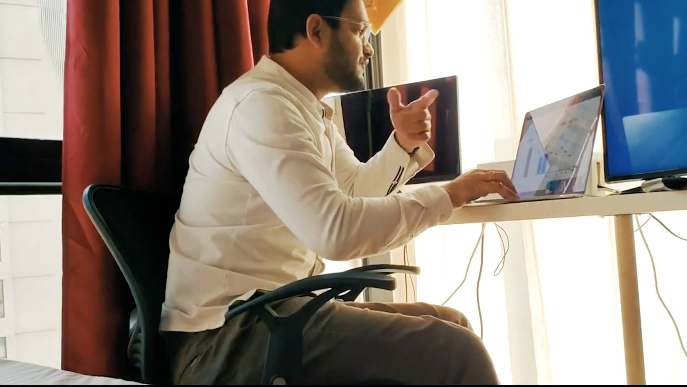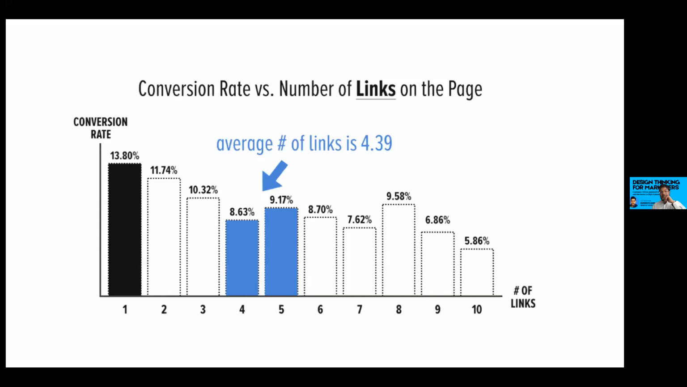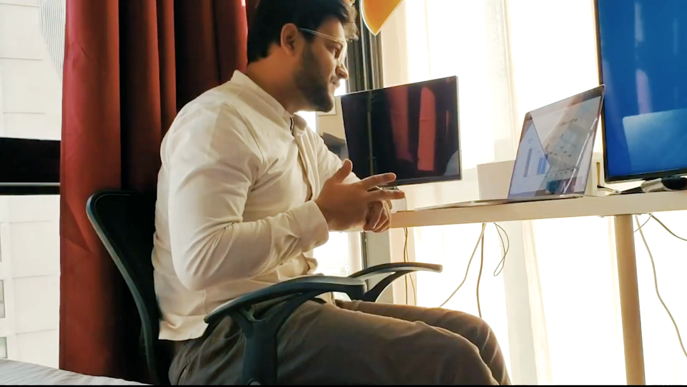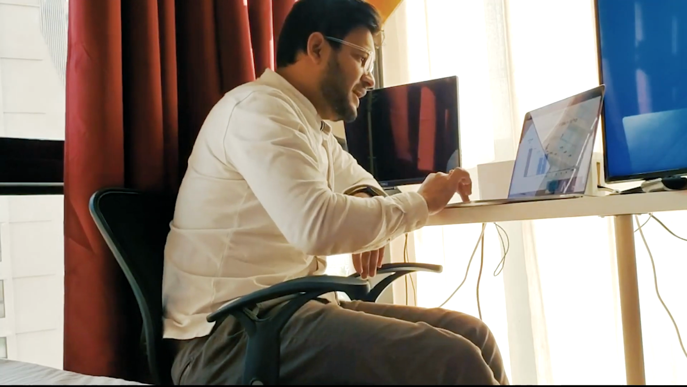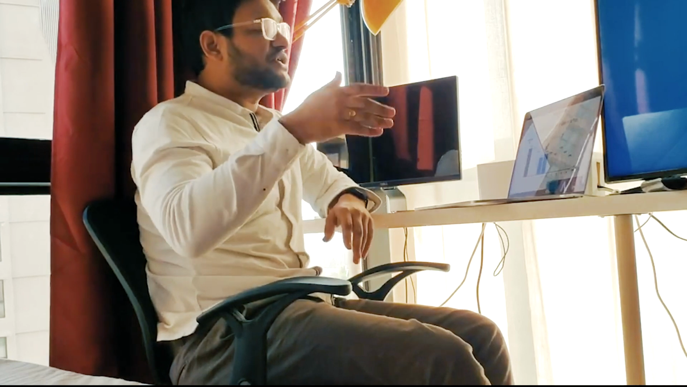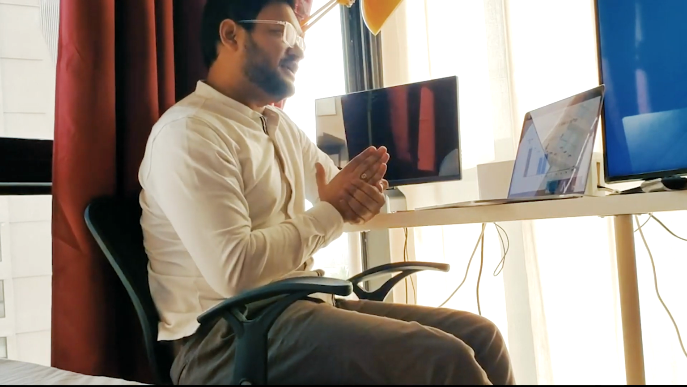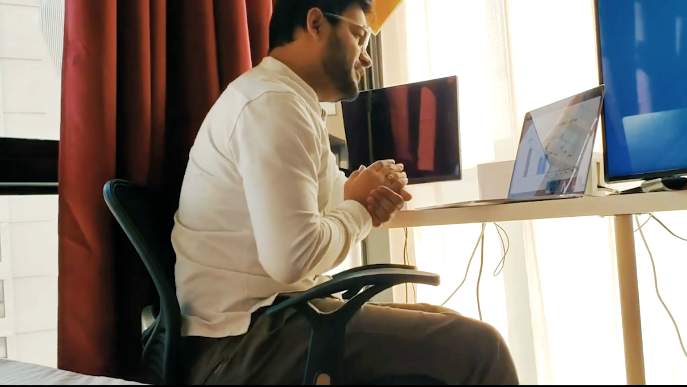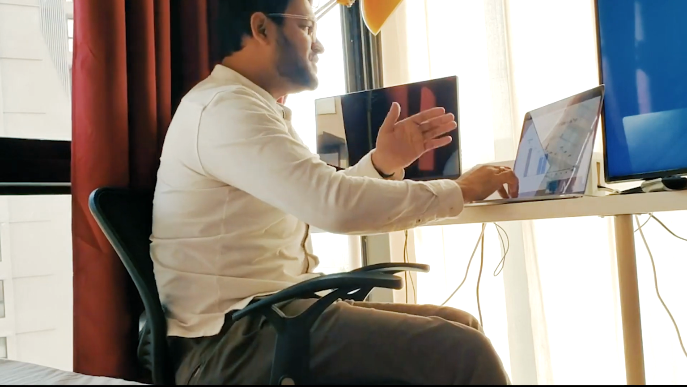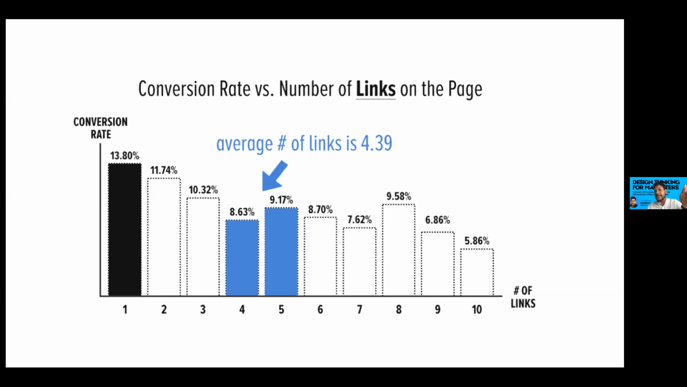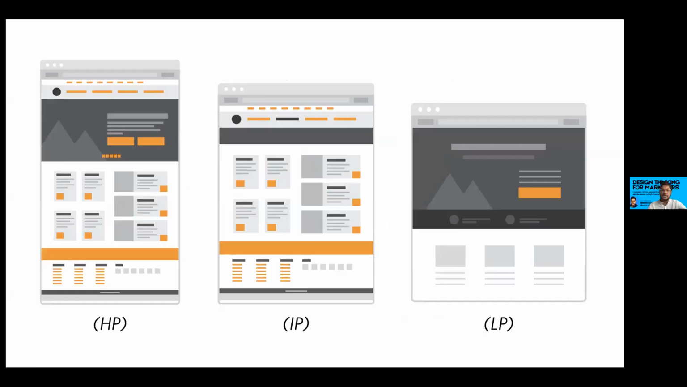Let's look at a couple of examples. Let's first look at the data. The data says that on average, most people have 4 to 5 links on their landing pages. But if you had just one link on your whole landing page, your conversion rate would have been 13.80%, as compared to, you would see with 7 links or 9 links, 7% or 6%, nearly half, right? Nearly half, just by reducing the number of clicks. Why is that? Because the attention is undivided. Only one link is there that you need to focus on.